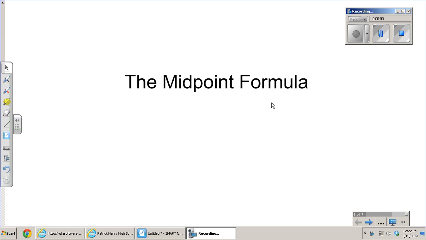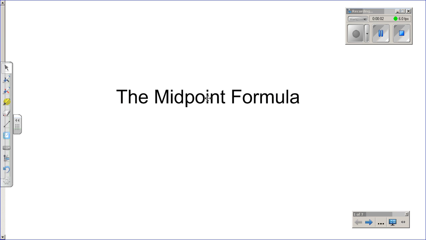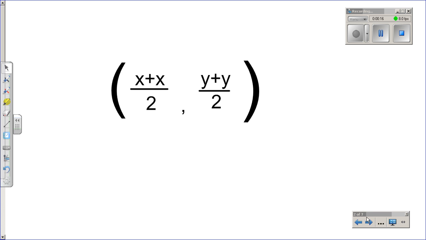Here's a video on the midpoint formula. You'll use the midpoint formula a lot with triangles and rectangles, and just sometimes you'll just have to find the midpoint of a line segment. The midpoint formula is pretty simple.